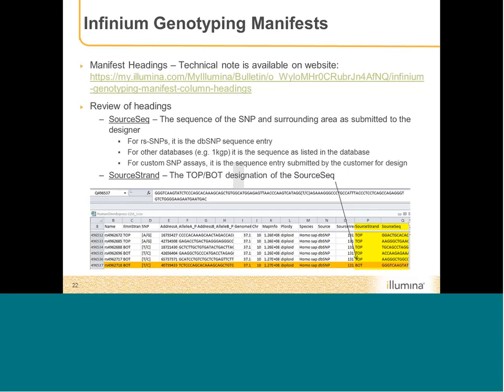The source strand is the top/bot designation of the source seq. All right, so this will be top or bot. It'll be 50-50 because, again, top and bot are dependent on the sequence. So it should be a random distribution, half top and half bot. All right.